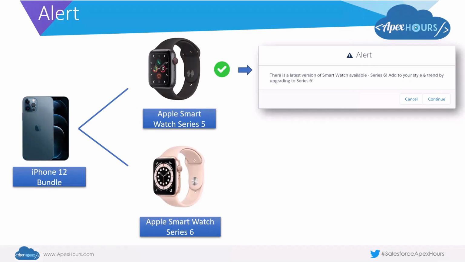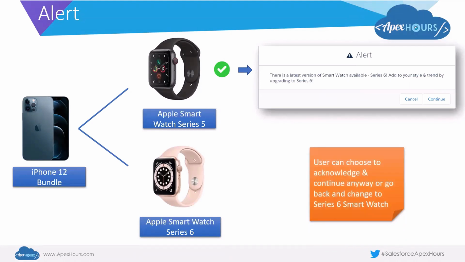So what we're trying to do here is we're just trying to alert the user that we have a latest model, and if they wish, they could go ahead and upgrade to the latest model. But again, since it's not a validation rule and it is a soft validation, right, which is alert, user can choose to acknowledge this message and continue anyway with their own selection, which is Series 5, or they can decide, oh yeah, so let me go ahead and pick this latest model and then go back and change to Series 6 smartwatch. So that is what alert product rule type does.